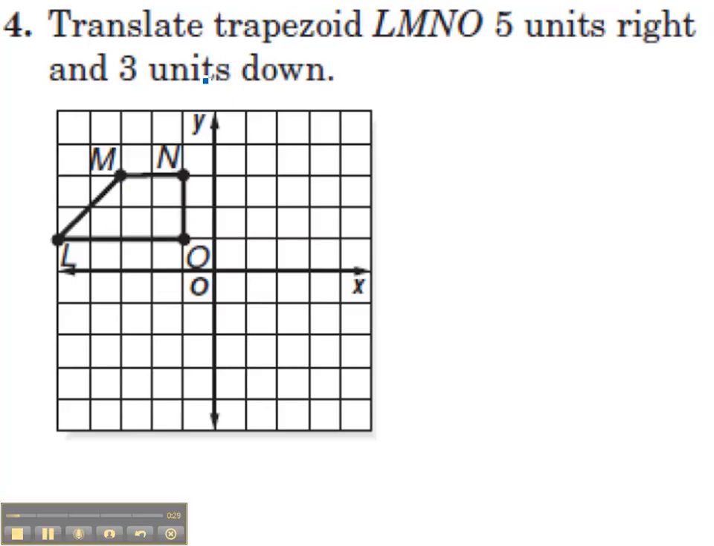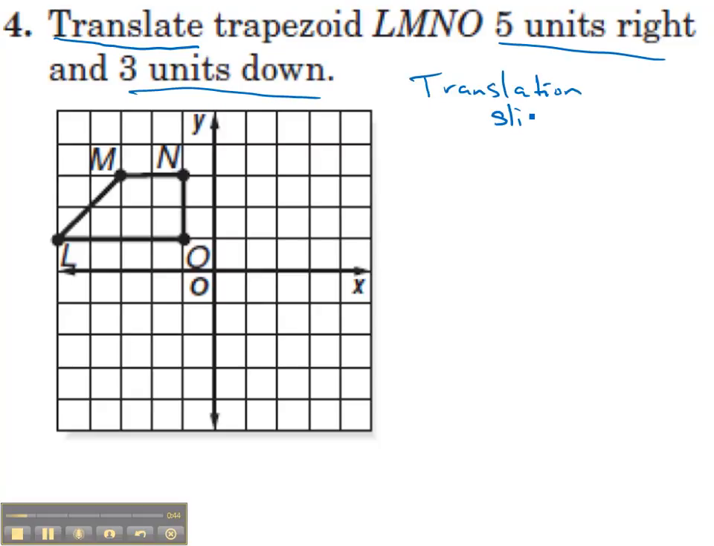Okay, so number 4 asks us to translate trapezoid LMNO 5 units to the right and 3 units down. Remember, a translation is a slide. SL. So we're going to slide it. We're not going to flip it or do anything crazy with it. We're just going to slide it the way they tell us.